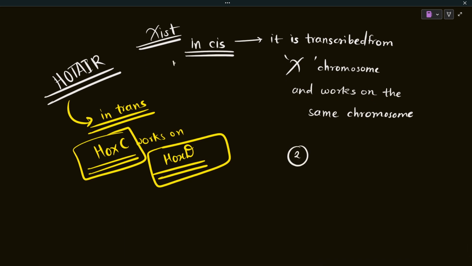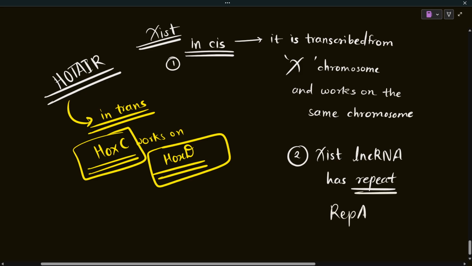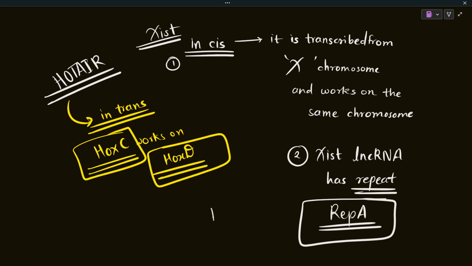Then another point about XIST long non-coding RNA is that this XIST lncRNA has repeat regions which are quite important, and out of those repeat regions there's a repeat region known as Repeat A, which is very crucial because the PRC2 complex binds to this region of the XIST transcript.